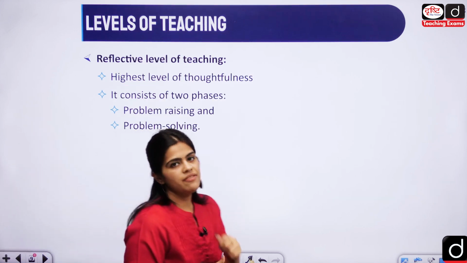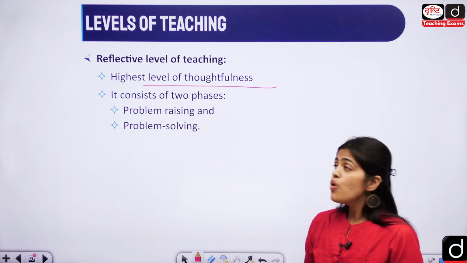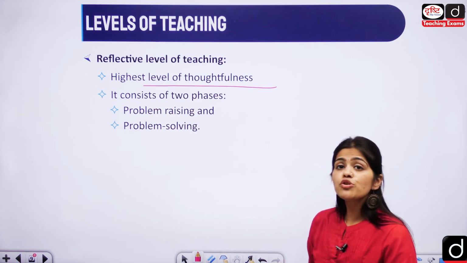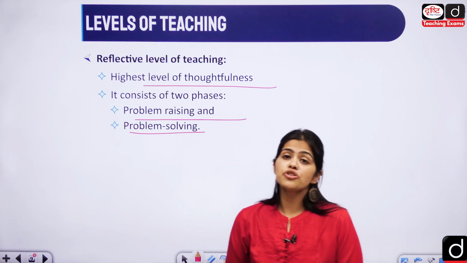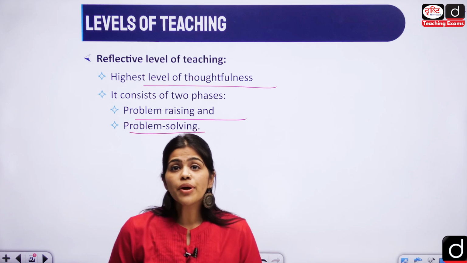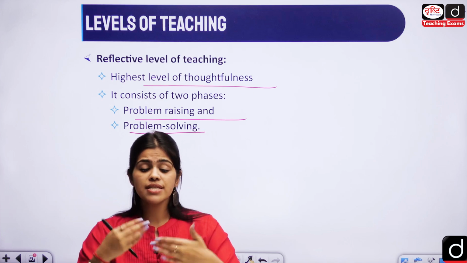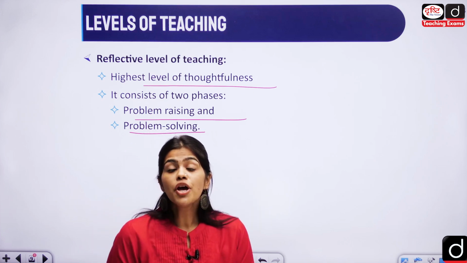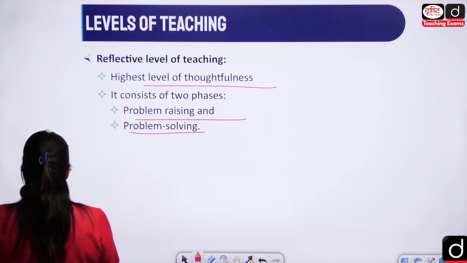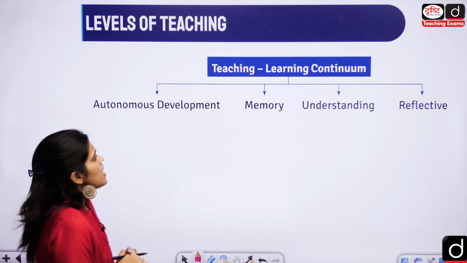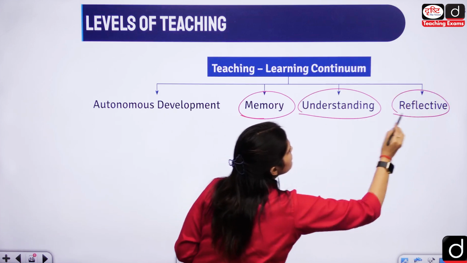Lastly, we have the reflective level. Reflective level is often termed as the highest level, and it is the most thoughtful level. Here you do problem solving, and here you raise the problems and you find solutions about it on your own. So the teacher is going to help you, and the teacher will say that now you are an educated person and you can seek answers on your own. You will find different questions and seek answers towards it. That's the reflective level. Hunt gave this level. So the first level is the memory level, then the understanding, then the reflective level.